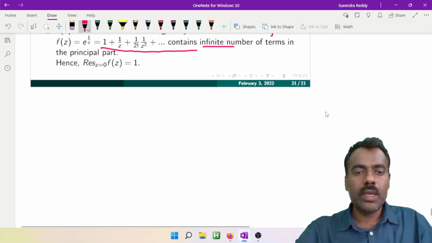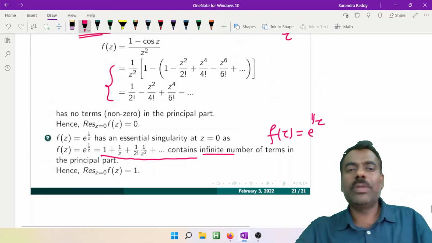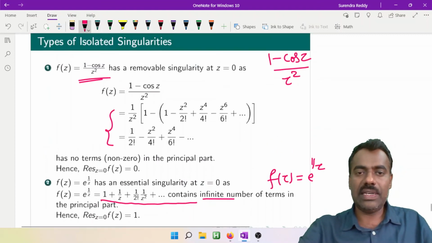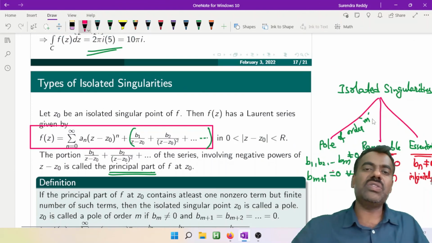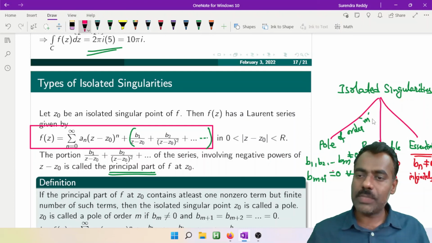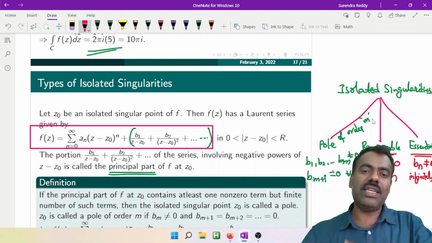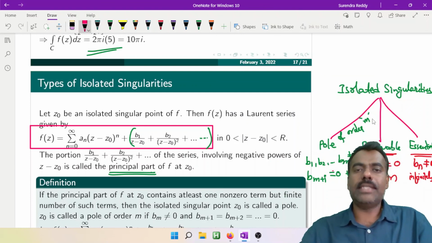These are some of the examples you can expect many times in any competitive exam: which type of singularity is this? You should know very well how to write the Laurent series expansion. If you can write the Laurent series expansion, then you can see whether it is a pole, a removable singularity, or an essential singularity.